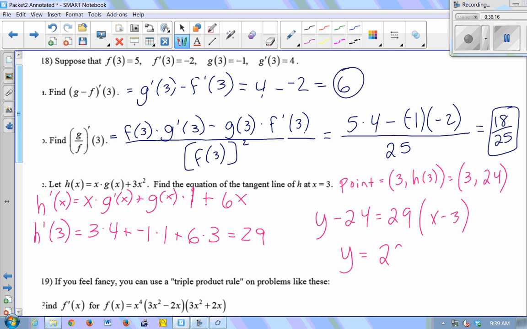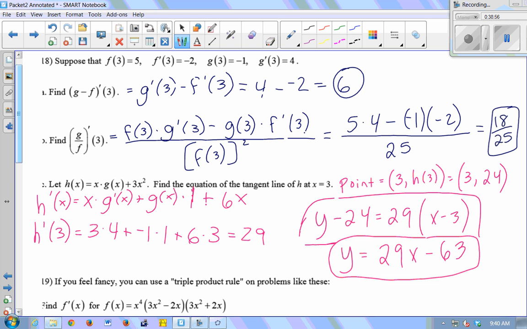So we have 29x. 29 times negative 3, negative 87. And then add 24 to both sides. Negative 63. You could also get that by writing y equals 29x plus b, plugging in 3 for x, 24 for y, and solving for b, and you would get negative 63. Either of these would be considered fine.